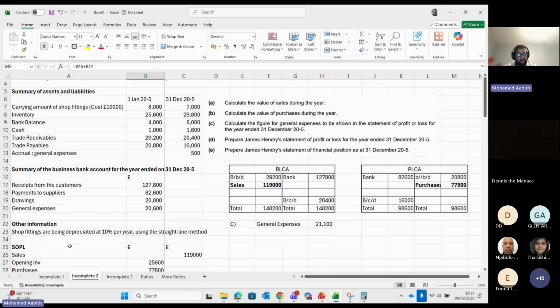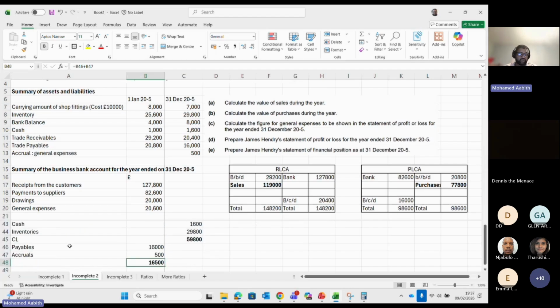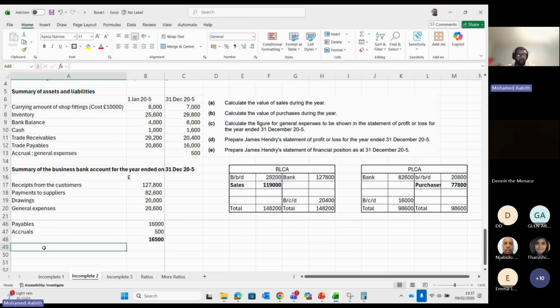They haven't given us the capital amount, but it's fine. We'll still be able to find that. Maybe that's what they want us to find. Maybe the capital amount they want us to find. Let's see here. We can find that out.